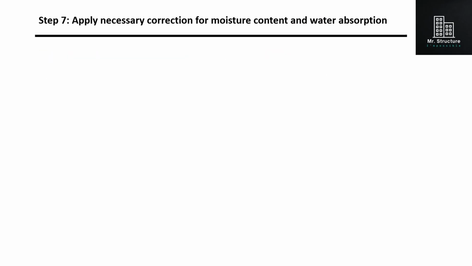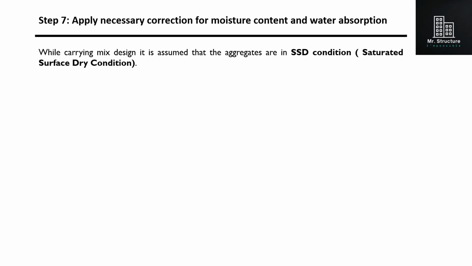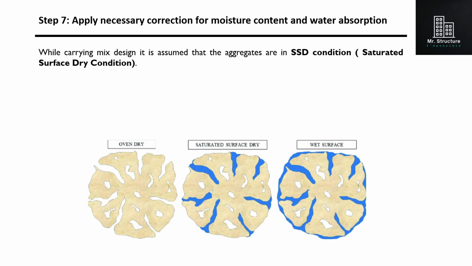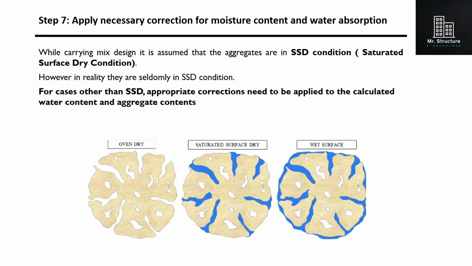In step 7, we apply the necessary correction for moisture content and water absorption. While carrying out mix design, it is assumed that the aggregates are in SSD condition, that is saturated surface dry condition. You can see from the figure what exactly is the saturated surface dry condition. However, in reality, they are seldom in the SSD condition. For cases other than SSD condition, appropriate corrections need to be applied to the calculated water content and aggregate contents.